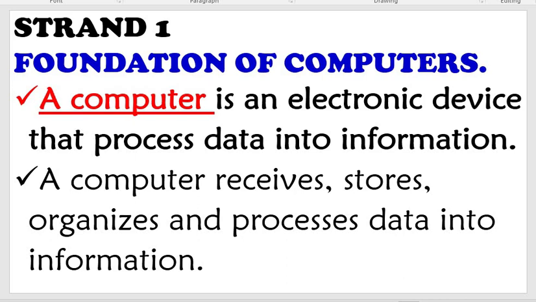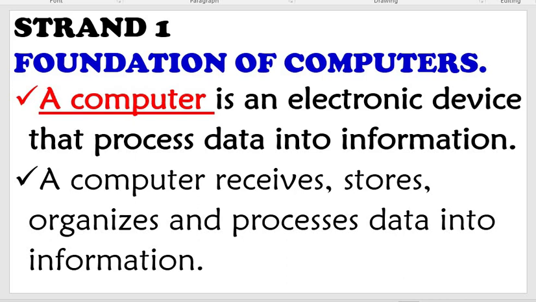Knowing a computer is very important. First thing, we have to know that a computer is an electronic device whose main role is to process data into information. So a computer is an electronic device that processes data into information. Somebody may ask you a simple question: what is an electronic device? An electronic device is usually any device that must work using power or electricity. So without electricity, that device cannot work, and a computer is one of them.